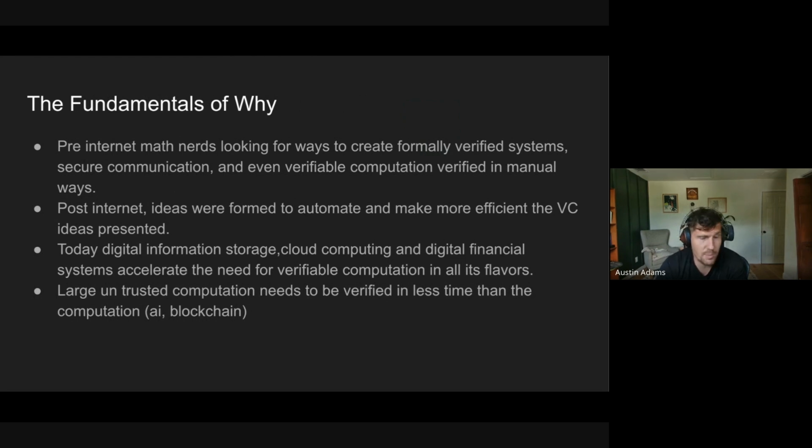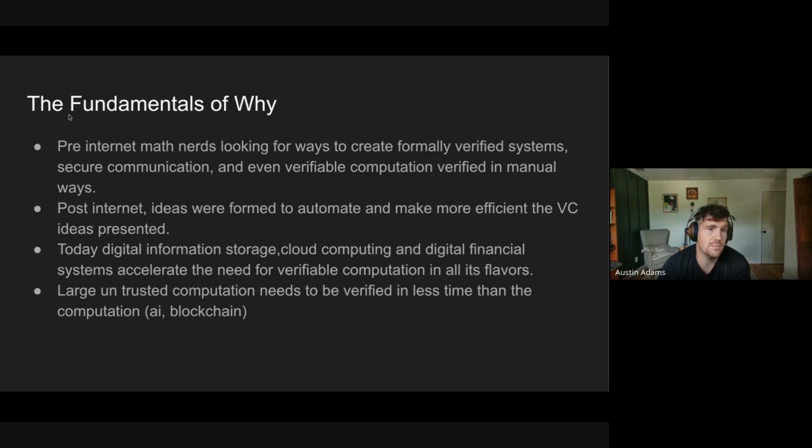The fundamentals of why people are doing verifiable compute: pre-internet, math nerds were looking for ways to verify that these big fridge computers they were working on were doing the right thing. Post-internet, we have an explosion of machines doing compute. We really need to make these verifiable compute schemes more efficient so that we can move trust into different areas. Today, so much of our data and computation is outsourced to parties that we don't have any control over or understand or have any way of verifying they're doing the right thing.